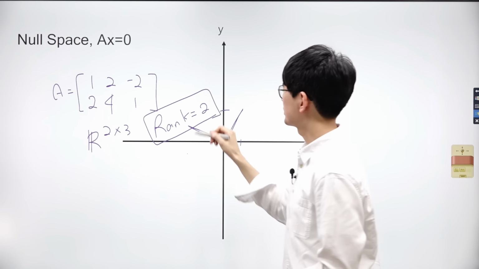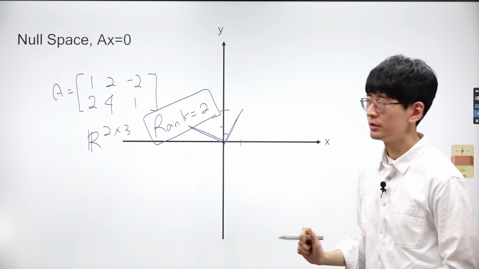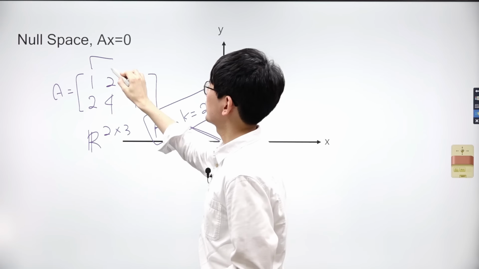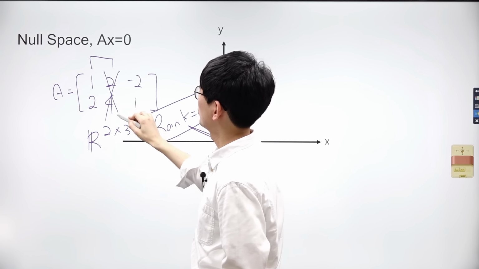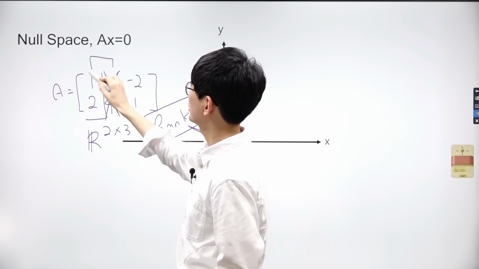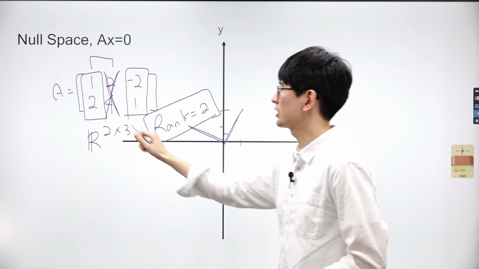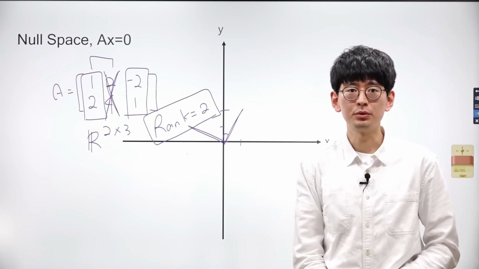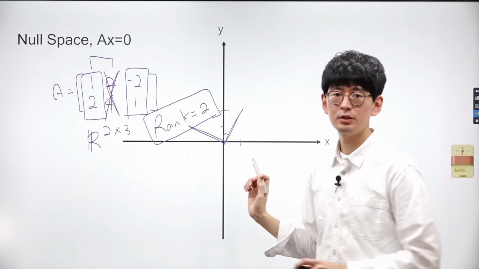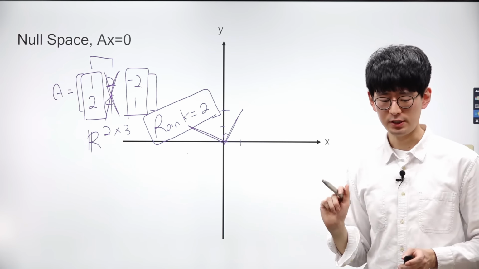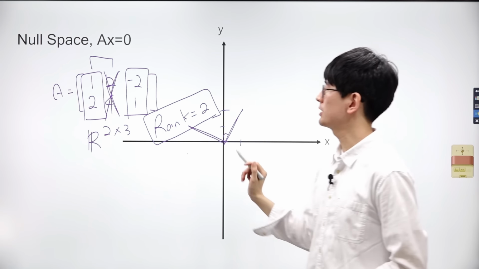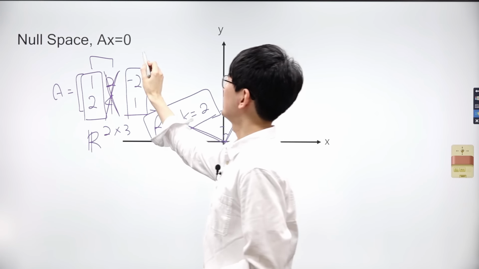Since vectors 1, 2, and 2, 4 are linearly dependent, removing one of them from the matrix still allows vectors within the matrix to span the entire plane. Therefore, the remaining 2 vectors, 1, 2, and -2, 1, serve as the basis vectors for a 2-dimensional space, capable of spanning the entire plane.